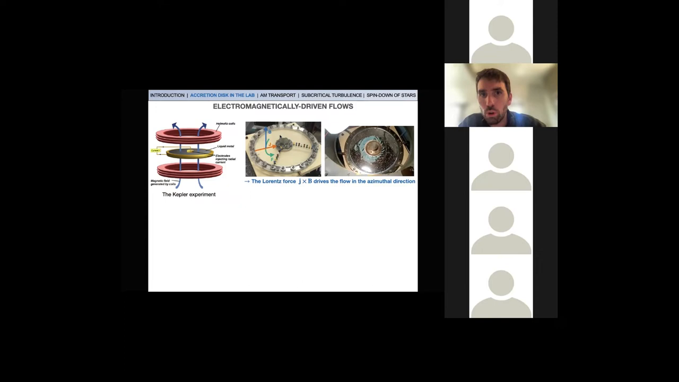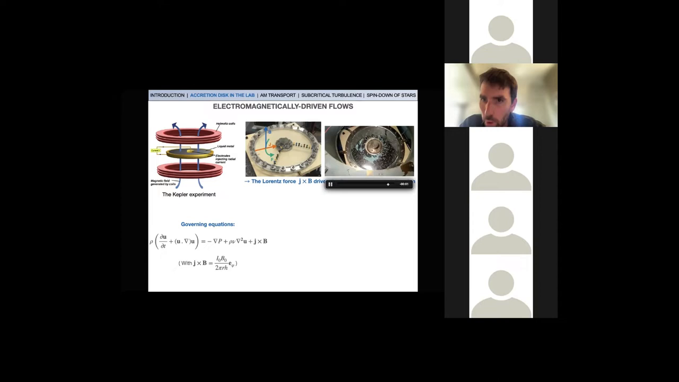Okay, so you can see here on this movie that there are a few amps going through the electrode and you're driving the flow in this azimuthal direction. Okay, so this is not really an MHD experiment, in the sense that I'm only using a liquid metal because the Lorentz force produces a very homogeneous and interesting forcing for the flow. So you can really think of this experiment as a classical hydrodynamic experiment, but with this volumic forcing on it.